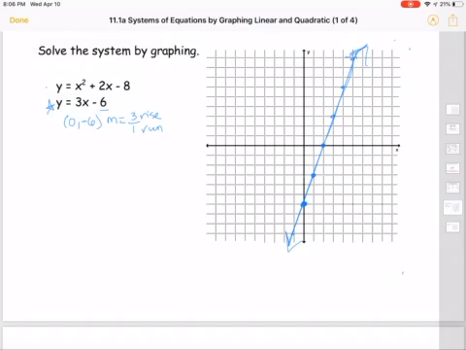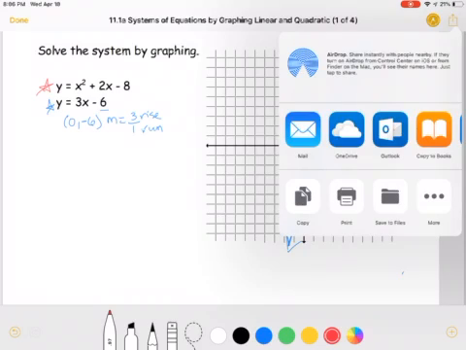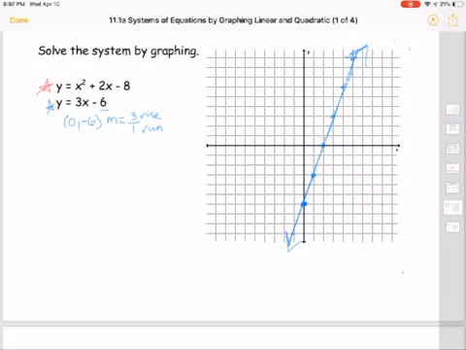All right, so now we need to draw our quadratic equation. y equals x squared plus 2x minus 8 is our quadratic. Notice that it is in standard form, so we're going to need to graph it in standard form. Remember, if we want to graph in standard form, we have to start off by finding our axis of symmetry. So we're going to find x equals negative b divided by 2a.